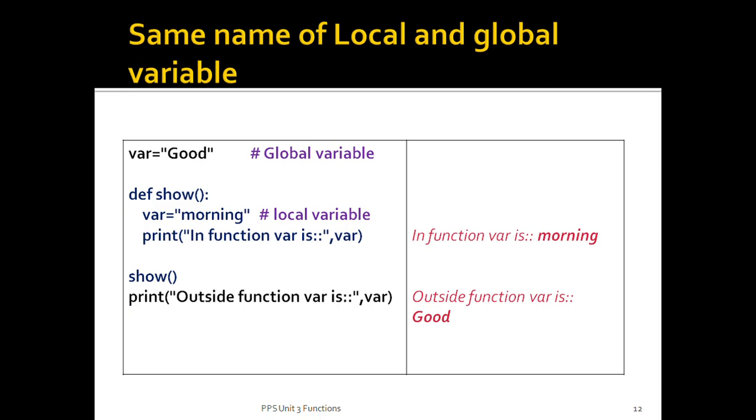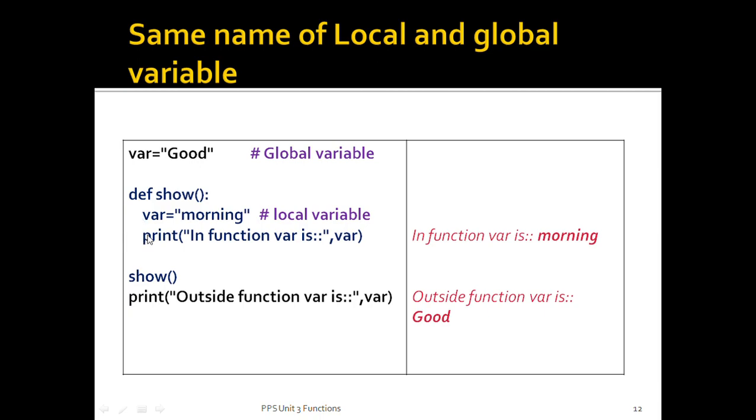So what will happen if we use the same name for both global and local variables? You can have a variable with the same name as a global variable in a program. In that case, a new local variable of that name is created, which is different from the global variable. Let's see the example. Here var is a global, but you can see it is mentioned as a local also.